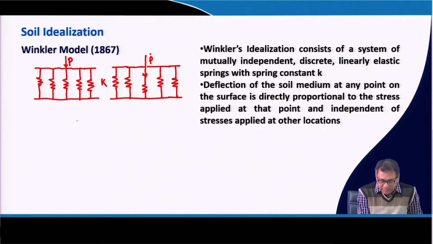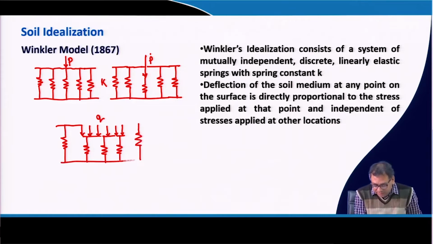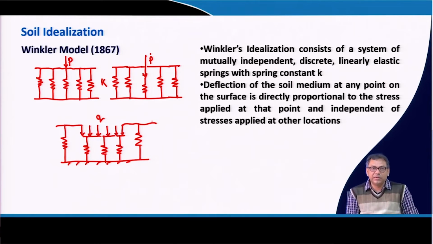So, I can write for a Q or U case the same. If your stress is applied over a certain number of springs, then only those springs will be deformed. So, this stress is applied on these 3 springs, so only these 3 springs will deform, other springs will not deform. Okay? So, this is the Winkler model.